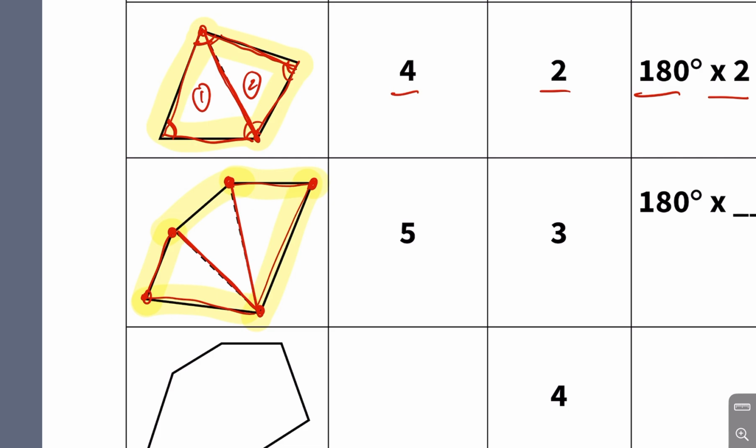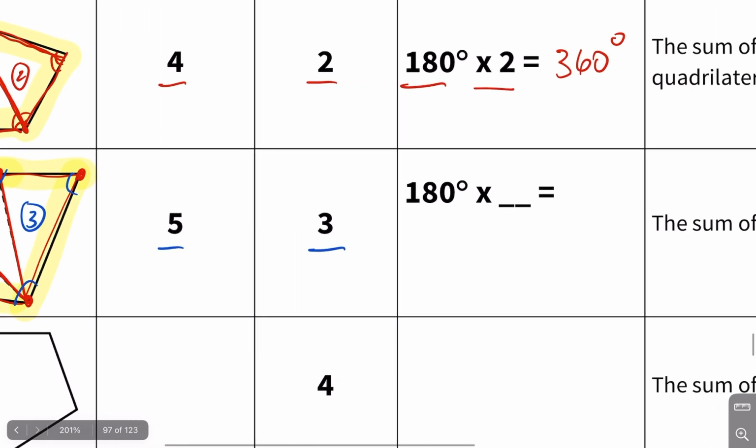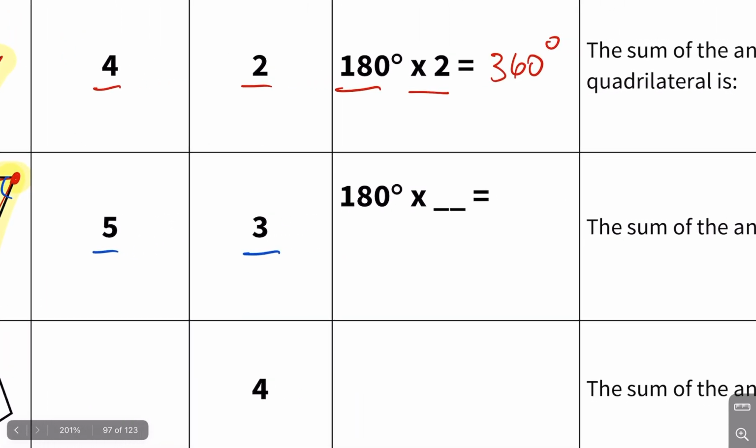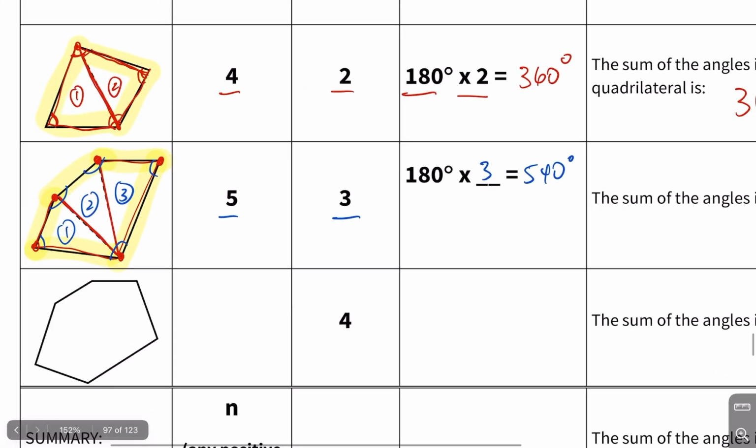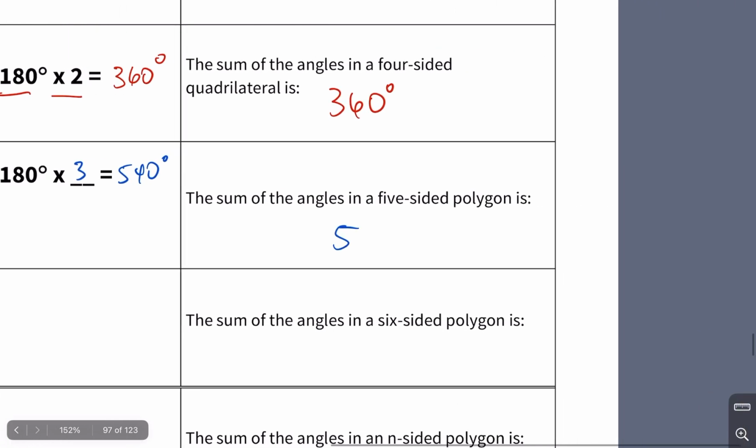The goal is to find the sum of all the angles on the inside of this 5-sided shape. Well, I can look at the fact that I have 3 triangles. So for a shape with 5 sides, I have 3 triangles. And if each triangle has all of its angles adding up to 180, then if I multiply that by 3, I get 540 degrees. So all the angles inside my 5-sided shape add up to the same number as all the angles inside these 3 triangles, and that's 540 degrees.